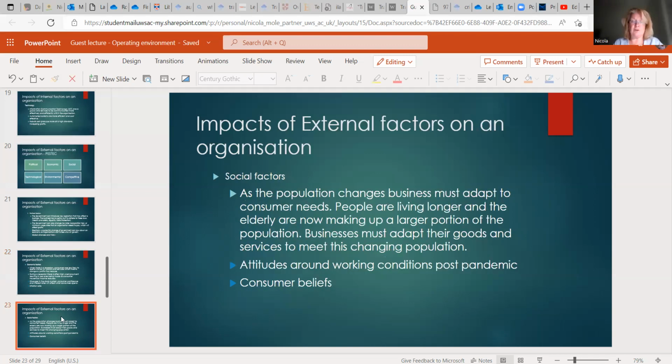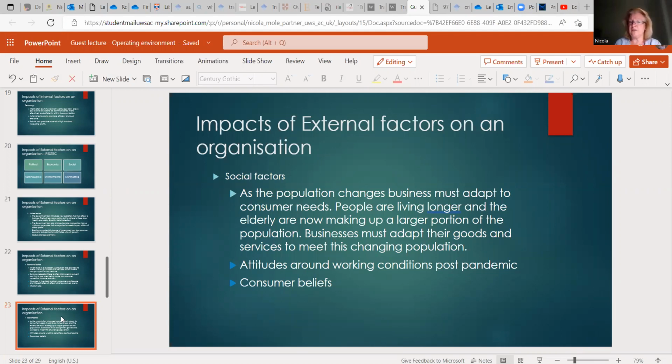We need to consider social factors. They will impact organisations. So as the population changes, business must adapt to consumer needs. So people are living longer now, and the elderly are now making up a larger portion of the population. Grey power, they call it. So businesses must adapt their goods and services to meet this changing population. All right, and if you've got more and more older people in the community, maybe you need to consider different types of housing. Is that being organised and planned for?